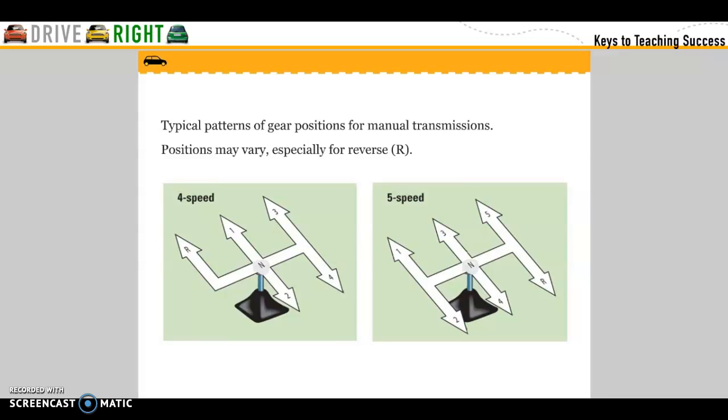Typical pattern of gear position for manual transmission. Position may vary, especially for reverse. On a 4-speed, reverse is usually to the left. On a 5-speed, reverse is to the bottom right.